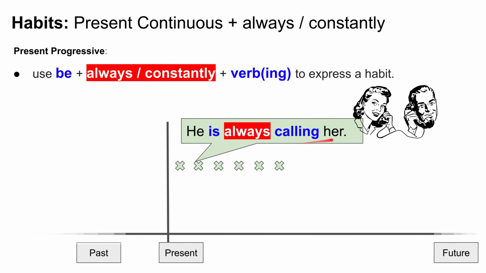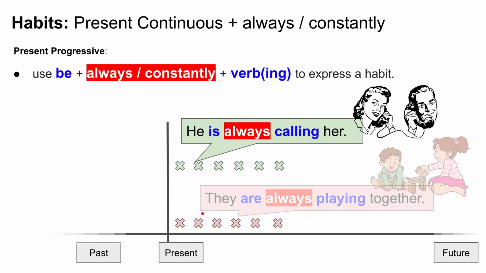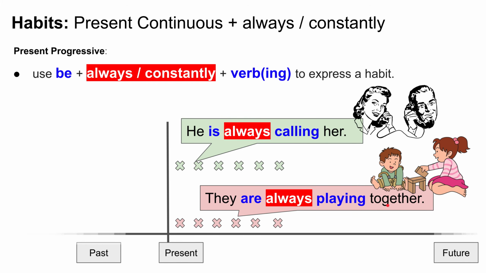He is always calling her. Okay, that's his habit. Let's look at another habit. Another repeating action. They are always playing together. What is their habit? Playing together. They are always or constantly playing together.